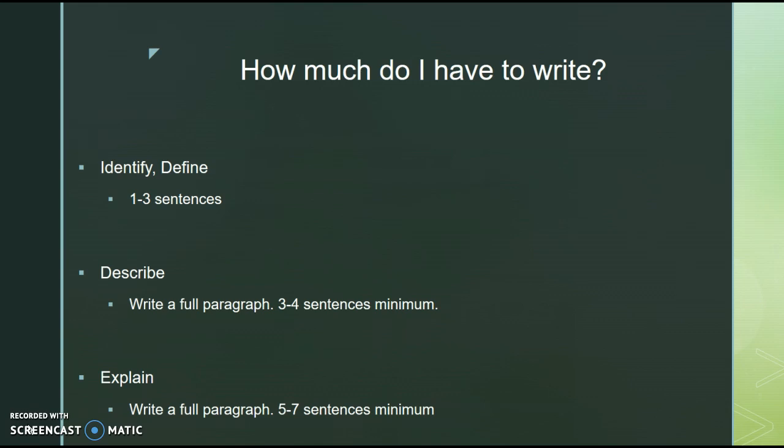They're asking you to describe. You're not going anything less than a single full paragraph, okay? And probably a little bit more. Explain, again, a single paragraph, but a little bit longer. No less than 5 to 7 sentences. And again, probably more, because you want to be thorough. Better to write too much than too little.